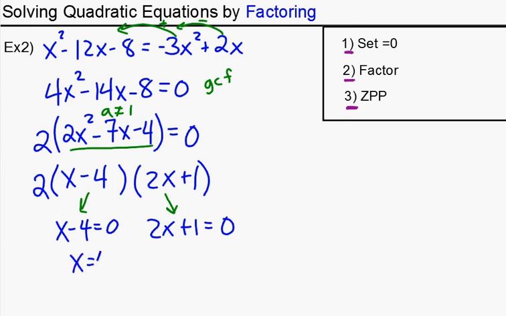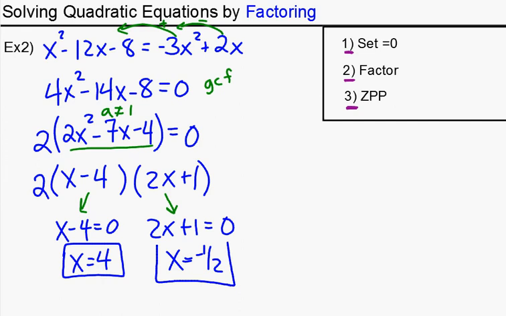So this gives me x equals 4. That's one of my solutions. And this gives me x equals negative 1/2. That's my other solution. So those are my two answers. I used the same three steps to get there. I just had to factor when a was not equal to 1.